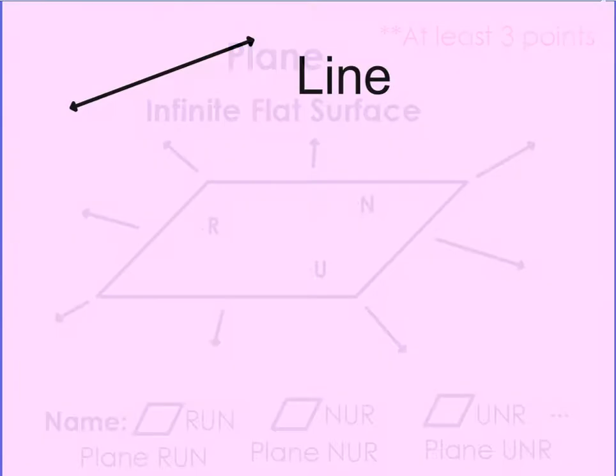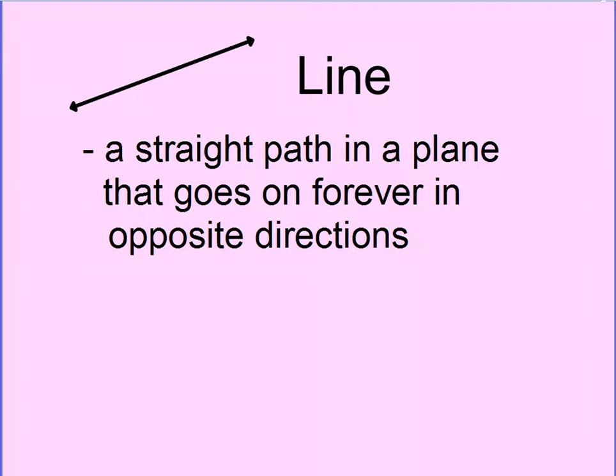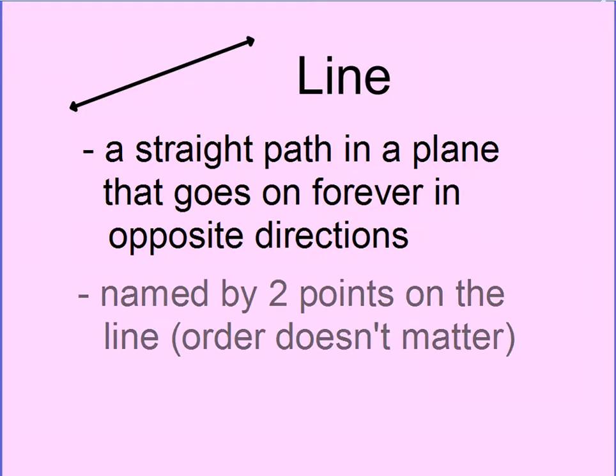A line is a straight path in a plane that goes on forever in opposite directions. The fact that it goes on forever in both directions is why your teachers are forever getting after you to remember to put arrows on both sides of your line. That distinguishes a line from some of the other objects that we're going to talk about today, so they're kind of important to have. When we name a line, it is always named by 2 points on that line.